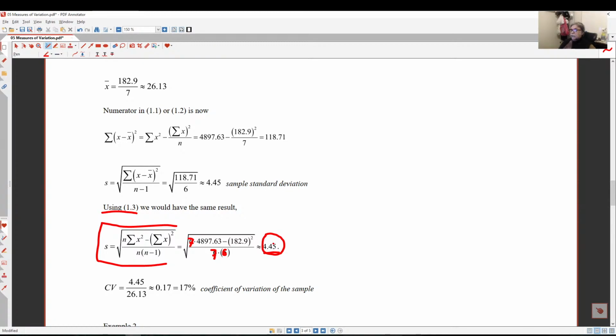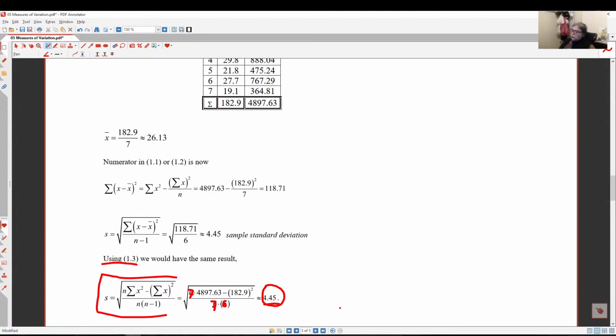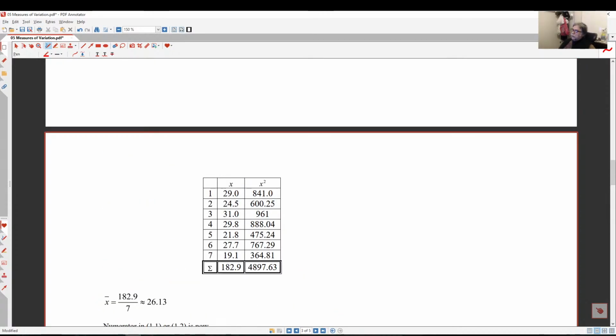Now, if you divide these two, the sample standard deviation is also in thousands of dollars. The variance is in the square of thousands of dollars. So you divide these two, the end result is going to be 0.17, and now we are reading this in terms of percentage, or multiply by 100 and use the unit of percent. So that's 17%. The coefficient of variation of the sample is 17%.